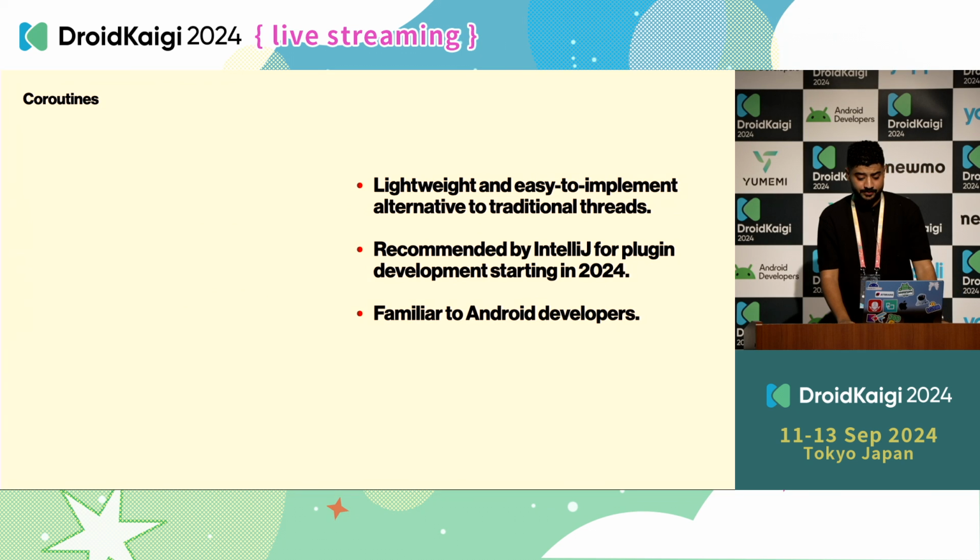And starting this year, IntelliJ has made coroutines the recommended approach for threading in plugin development, preferring them over traditional threads. We can go over a lot of why they did this, why coroutines is better, but we all know the reasons because we're already using them in Android every day.